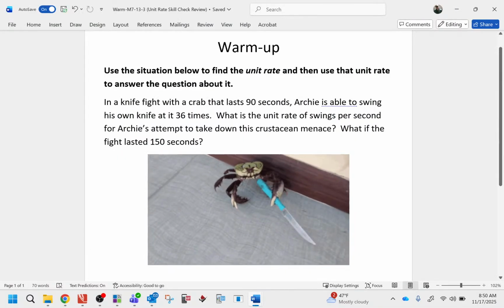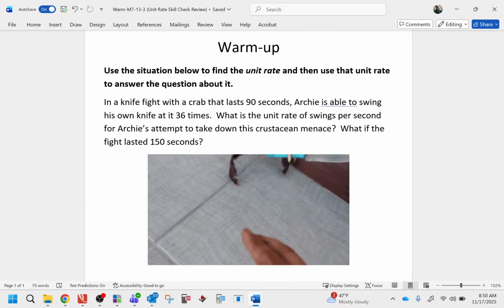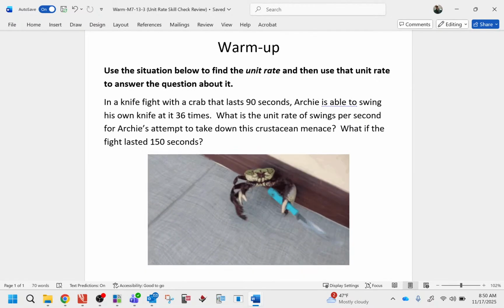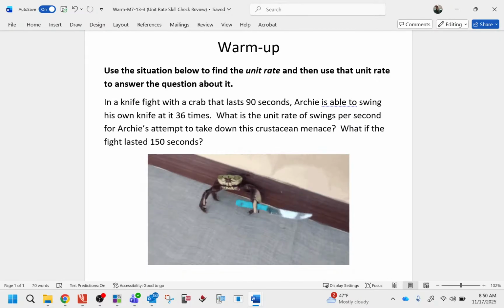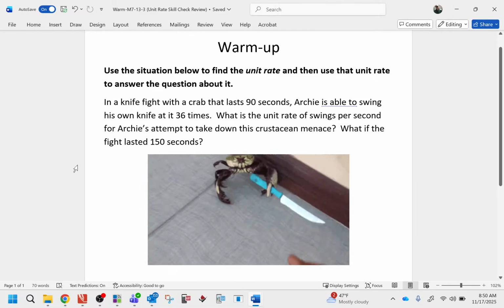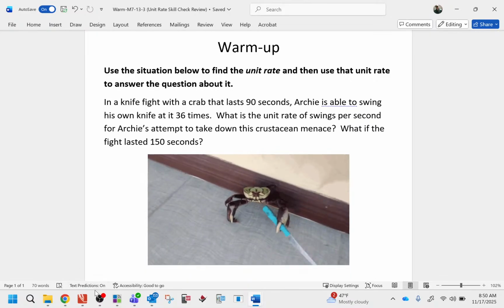Table A. Those of you at home, here you go. In a knife fight with a crab that lasts 90 seconds, Archie is able to swing his own knife 36 times. What is the unit rate of swings per second for Archie's attempt to take down this crustacean menace? And what if the fight lasted for 150 seconds? You're going to pause the video, think about that, write anything down, and then let's do this.